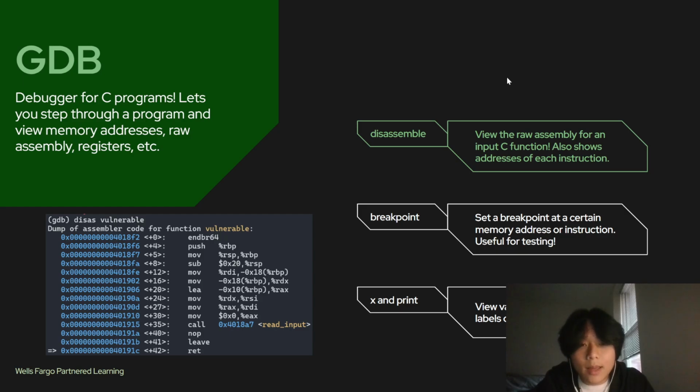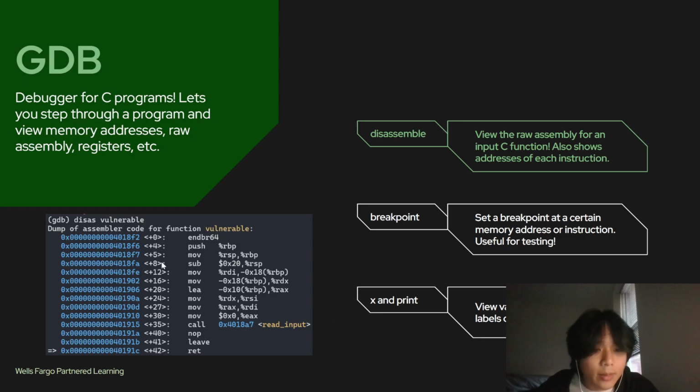And some key commands that we're going to be using are disassemble, which will allow you to view raw assembly for an input C function. You can actually see the output right here, what that would look like. That vulnerable function that we had before, it breaks down those two small C instructions into a bunch of different assembly, right? So we can see what's actually going on at a lower level.